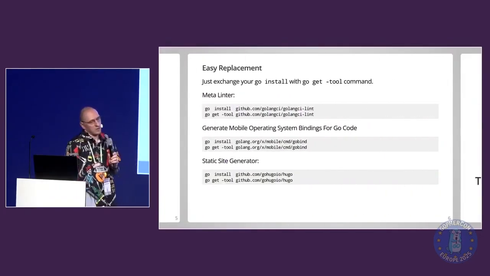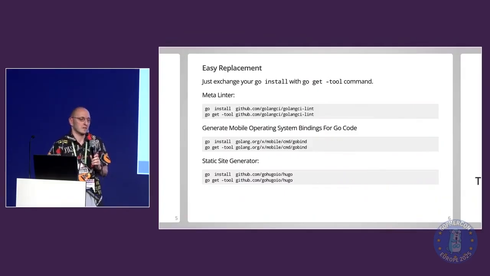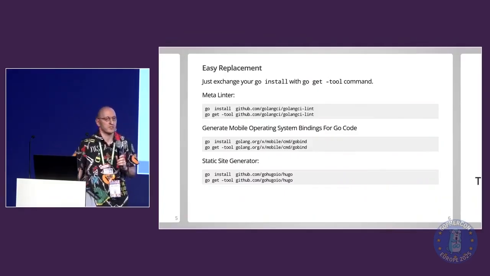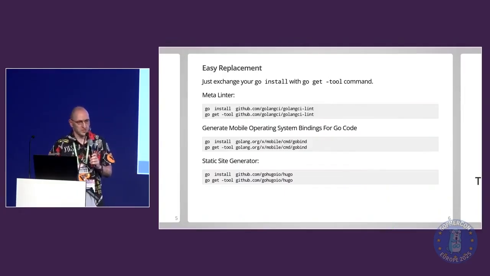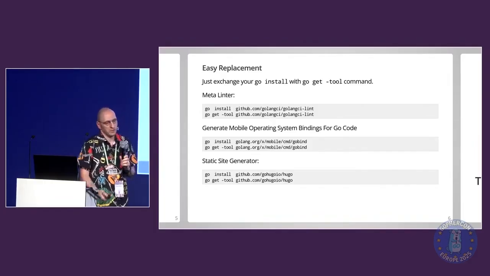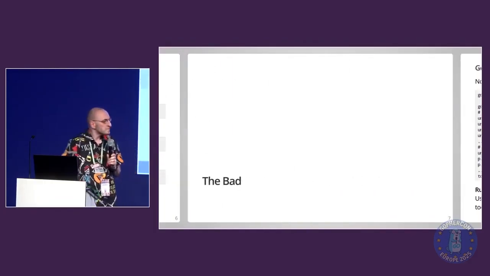And the next awesome part is that it's a kind of drop-in replacement for the old flow. Instead of go install things, you just go get -tool things, or go get -t if you're the kind of single-letter abbreviation type. And these are just samples that I already used a lot, and they all work perfectly well.